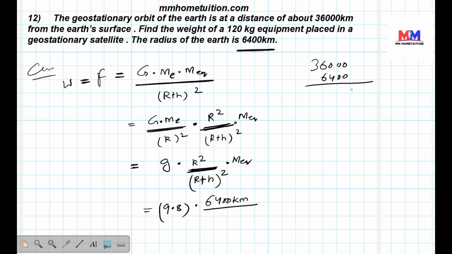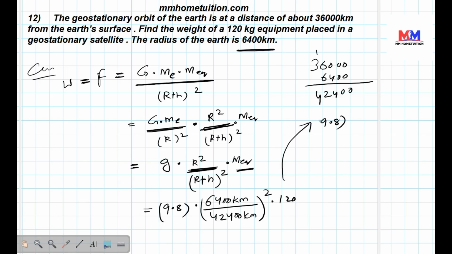So that is 42400 kilometer whole square, into the mass of the equipment. Mass of the equipment is 120. So that equals how much?